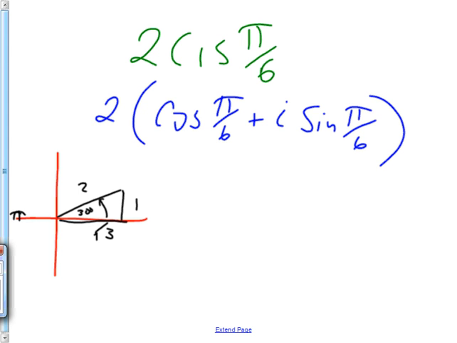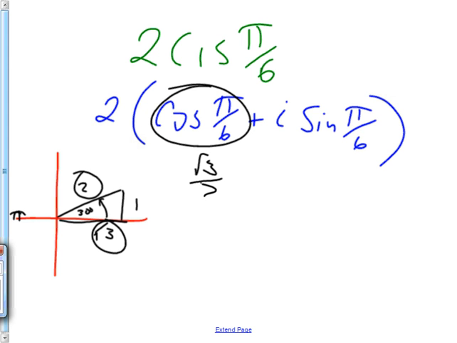Good. Then, if I want the cosine of that, cosine is adjacent over hypotenuse. So that turns into root 3 over 2. And I have 2 times that. Plus i times the sine of that. Sine of this is opposite over hypotenuse, 1 over 2.